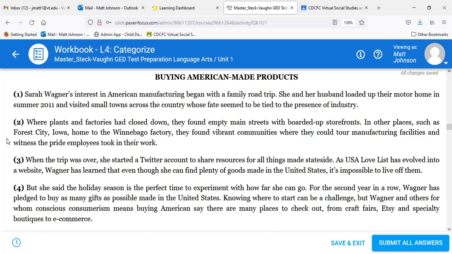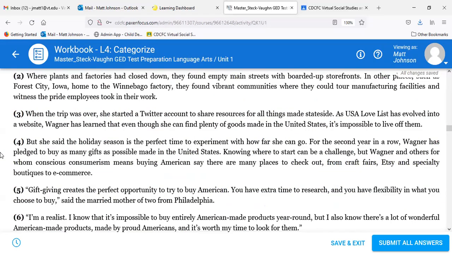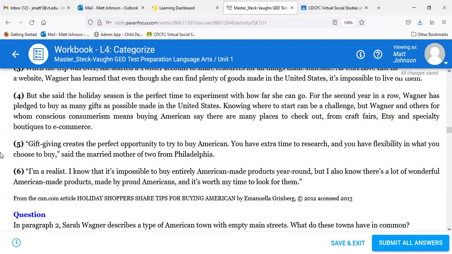But she said the holiday season is the perfect time to experiment with how far she can go. For the second year in a row, Wagner has pledged to buy as many gifts as possible made in the United States. Knowing where to start can be a challenge, but Wagner and others for whom conscious consumerism means buying American say there are many places to check out, from craft fairs, Etsy, and specialty boutiques to e-commerce. Gift giving creates the perfect opportunity to try to buy American.